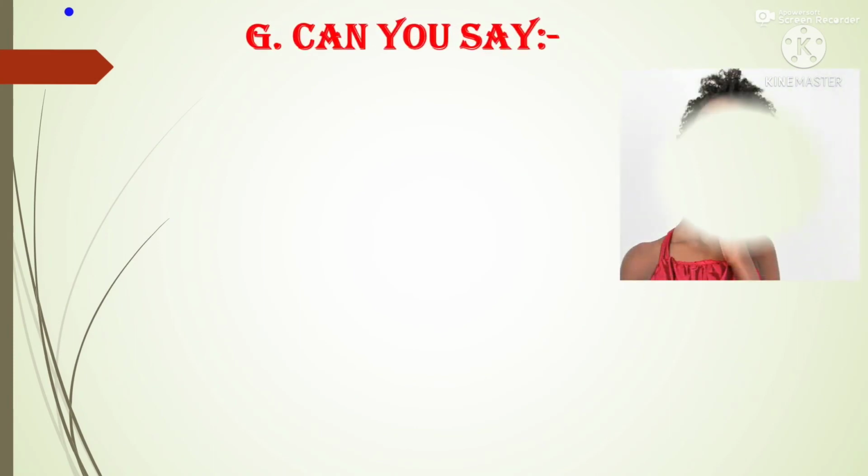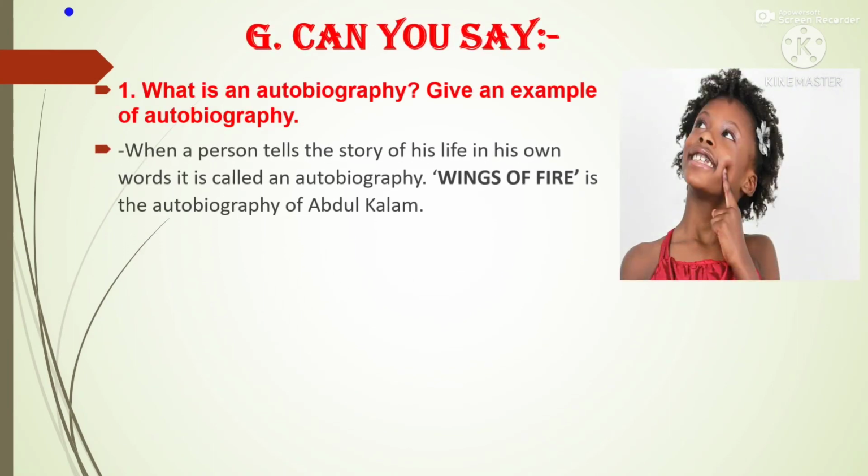Next, can you say what is an autobiography? Give an example of autobiography. When a person tells the story of his life in his own words, it is called an autobiography. Wings of Fire is the autobiography of Abdul Kalam.